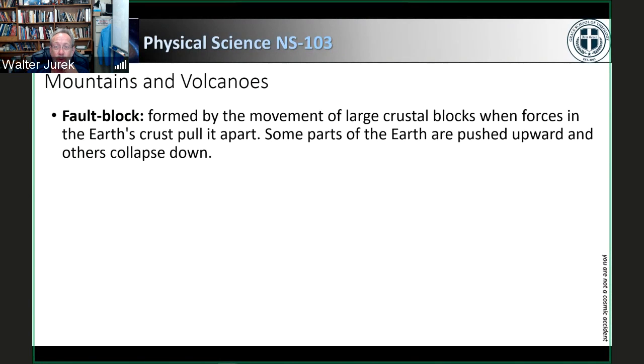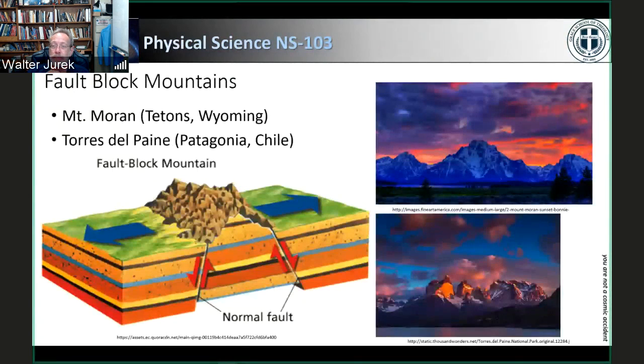Picture, 1,000 words. How about this? I love this picture. So you've got this middle section that's moving upward as the outer sections are moving outward, and mountains are formed. So a whole block of a fault moves upward.